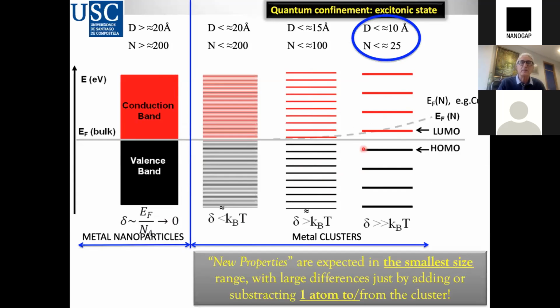size, and this is particularly important for sizes below 1 nanometer, then the difference between the orbitals, the highest occupied molecular orbital and the lowest unoccupied molecular orbital, is much larger than in the bulk. And in this range of sizes, just by changing one atom in the cluster, this changes the HOMO-LUMO gap dramatically, and then changes the properties.